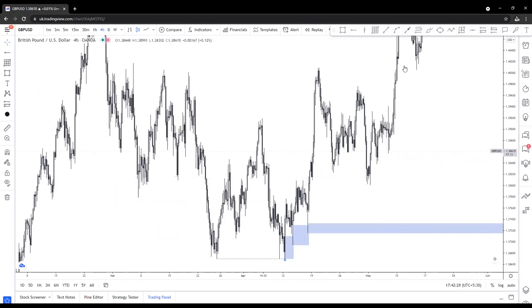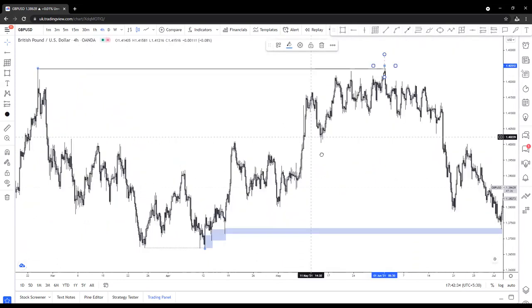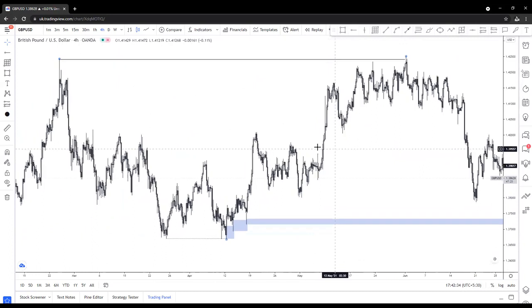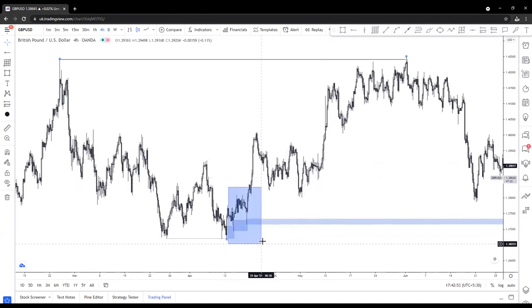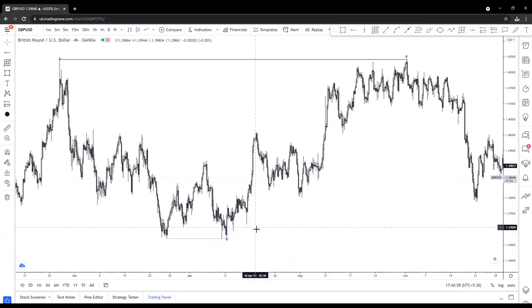Now, you know about liquidity, right? The problem comes when you're going to choose an order block, because there will be multiple order blocks all over the place. So how do we determine the right order block? That is the biggest question. I'll tell you, this works all the time.